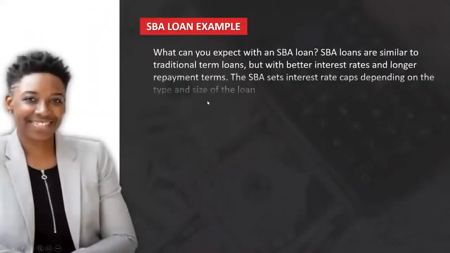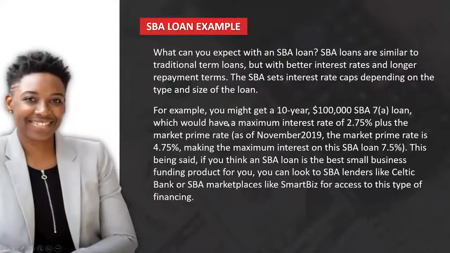The basic SBA loan example. Start looking at, again, that 7(a) loan. This is pretty much the same thing as a traditional small business loan. Same thing from a term basis, usually a 10-year loan. I got a 10-year, $150,000 loan, and they're looking at the maximum interest rate. They have that market rate plus prime, and I think I was at about 7%, something like that. It's going to fluctuate a little bit because the market prime rate does change.